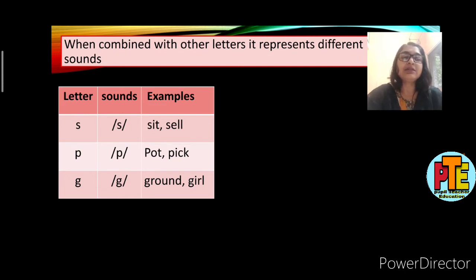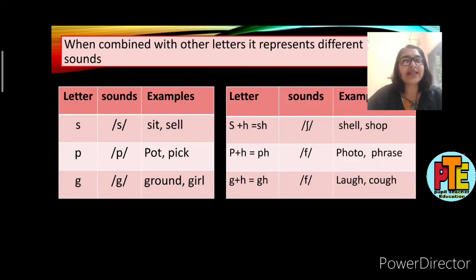Now we will observe the second table. The combination of S and H is pronounced as sh in shell, sure, shelter, while the same S is pronounced as s in sit, sell, sound. Letters P and H are pronounced as f in photo, philosophy, physics, phrase, while the same F is pronounced as f in file, found, fix. The same way, letters GH are pronounced as f in laugh, cough.